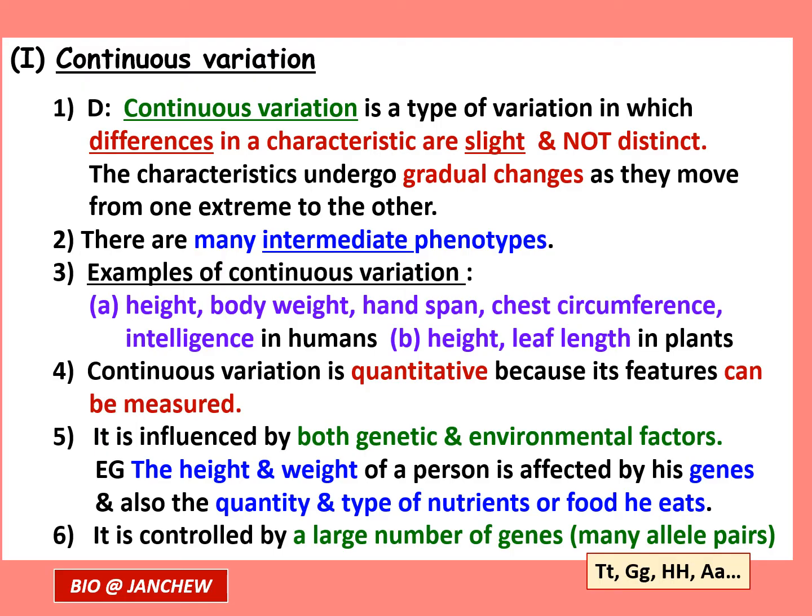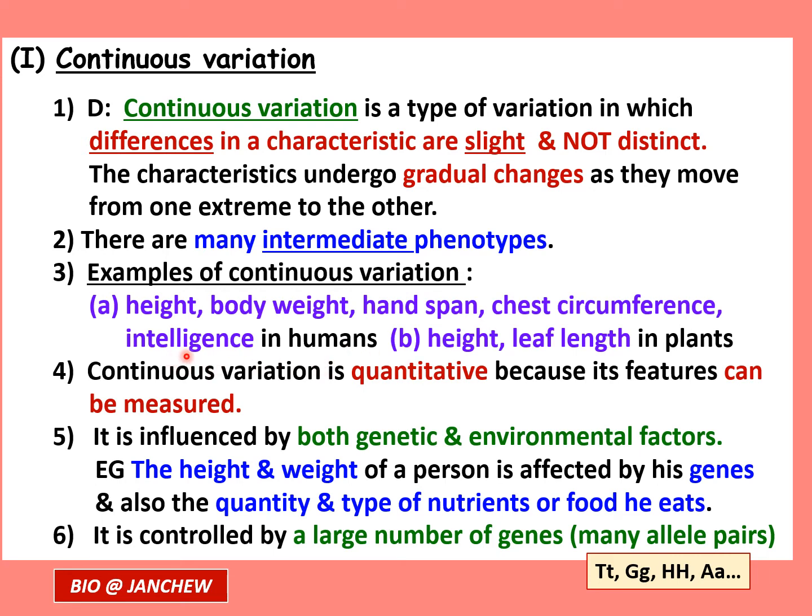Here are the notes for continuous variation. We have already discussed number 1 to 4, so I'll read through very quickly. Continuous variation is a type of variation in which differences in a characteristic are slight or small and not distinct, not clear. The characteristics undergo gradual changes as they move from one extreme to the other. There are many intermediate phenotypes or observable characteristics. For example, height, many intermediate heights. Examples of continuous variation, most have been discussed.